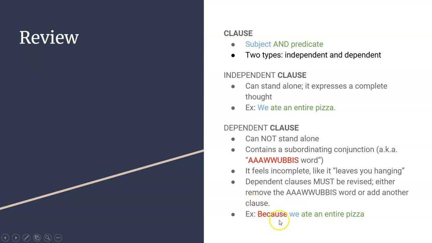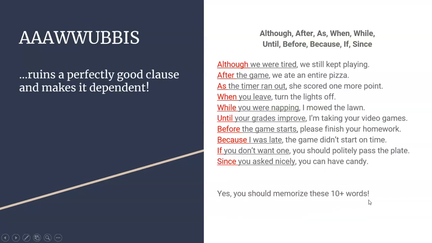So if you look at this sentence, because we ate an entire pizza, that is an incomplete thought. It's kind of like it's got a dot dot dot at the end of it and you're waiting for something else. Now if I just had we ate an entire pizza, that would be complete. I've got a subject, I've got a predicate, it can stand alone. But when I add this subordinating conjunction, suddenly I've got a problem. I've got a dependent clause that needs something to go with it.